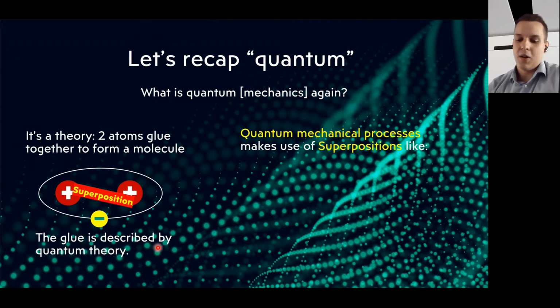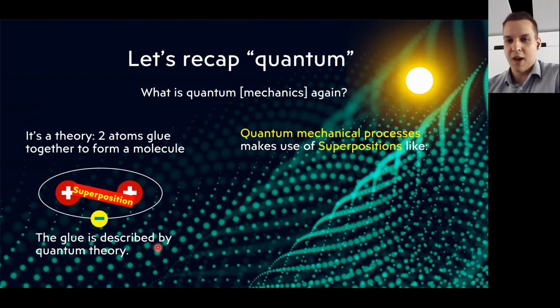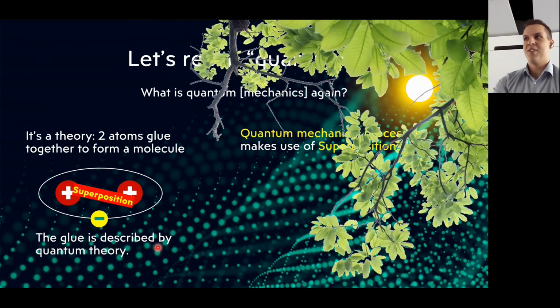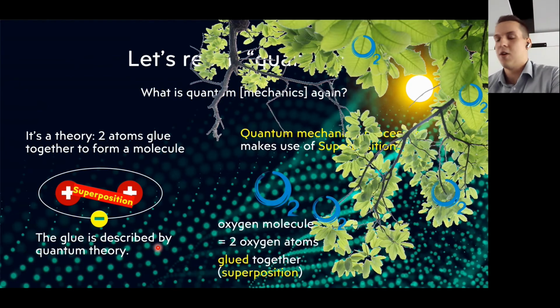All the behavior in nature, like for instance photosynthesis, makes use of the superposition. If you have the sun, light, like photons, and you have leaves, then with the photons you will get a chemical process, and this chemical process makes a bond and makes oxygen. 2 oxygen atoms will get an oxygen molecule. And the glue, why this could happen, is the superposition.